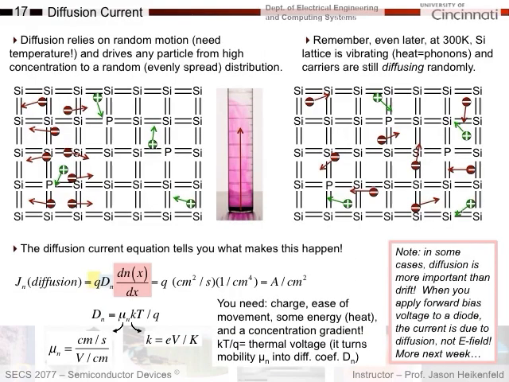Let's move on to our second type of current, which in most semiconductor devices is actually more important than drift current. And the second type of current is diffusion current. So again, diffusion relies on random motion, which means that you need some temperature. If I have a bunch of things sitting on a table, if I put no energy into the system, they will just sit there. But if I put energy in the system, they can start to move around and vibrate.